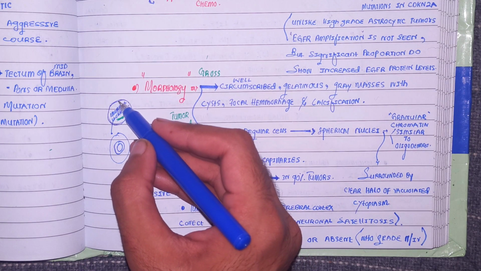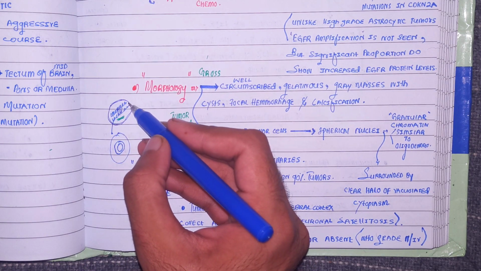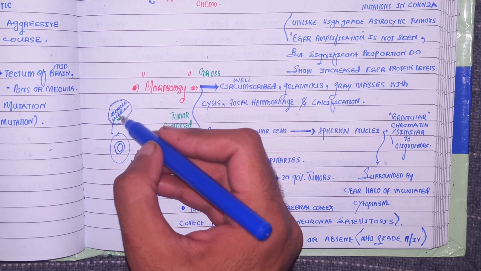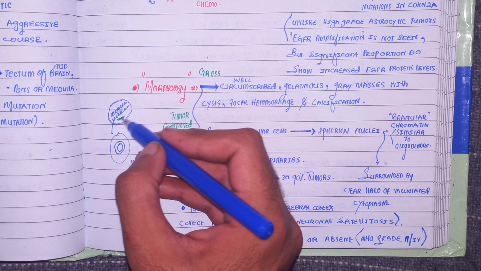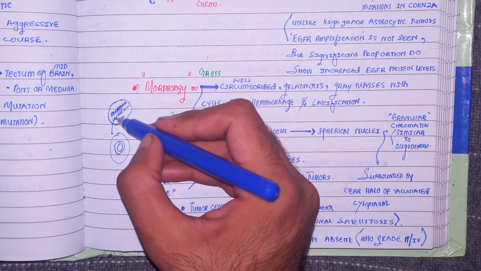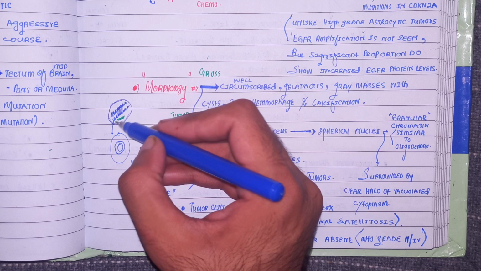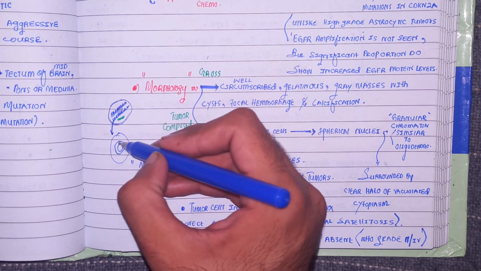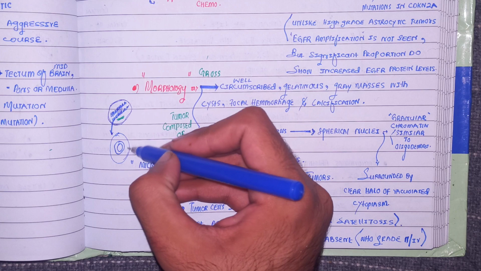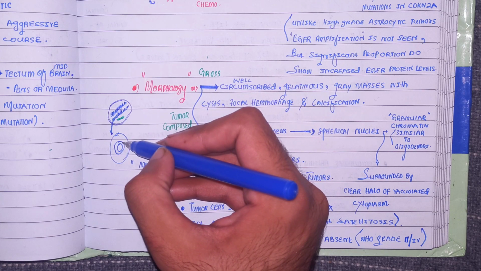It's a well demarcated tumor, really good looking, as a gray mass, with areas of hemorrhage and areas of calcification. The tumor cells are arranged in the form of regular sheets. If you take one tumor cell out, you will see this is the cell membrane of the tumor cell. This is the nucleus.